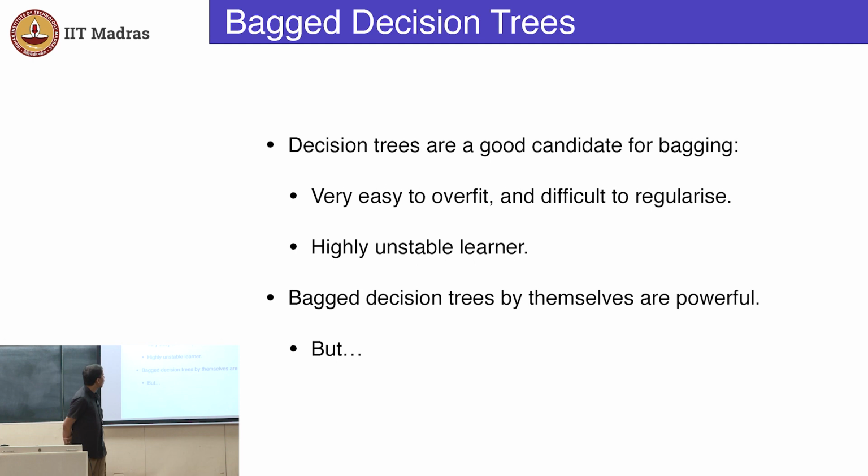Right. So now I am going to tell you that decision trees are a very good candidate for bagging. They are very easy to overfit and they are very difficult to regularize. I have not told you what regularization is. But it's a highly unstable learner. What do I mean by that?